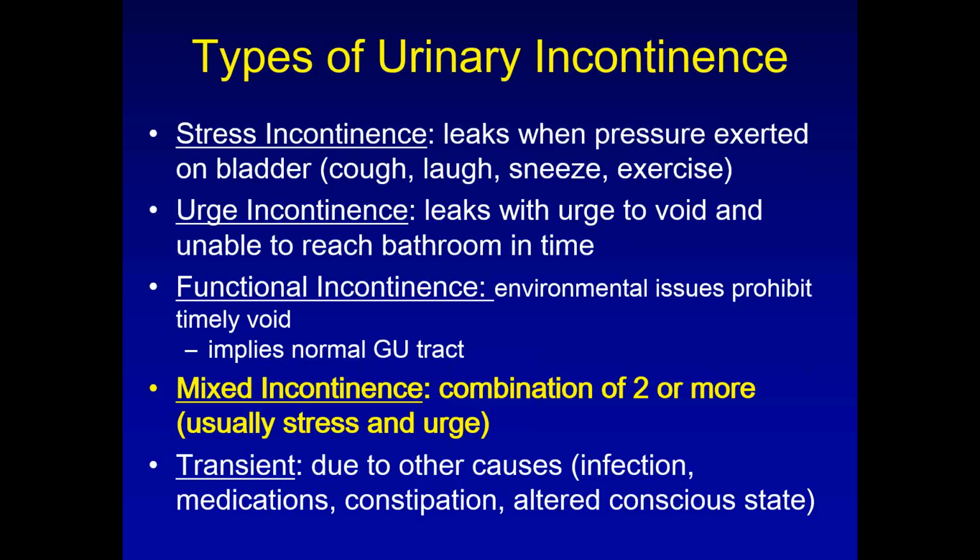I'm guessing you're not. So there are different types of urinary incontinence. There's stress incontinence, which we all know leaks when pressure is exerted on the bladder. You get leakage associated with coughing, laughing, sneezing, exercise. There's urge incontinence, leakage associated with an urge to void, and you can't get to the bathroom in time. There's functional incontinence, where you have environmental issues that prevent you from getting to the bathroom. For example, you had a hip fracture, you were doing just fine prior to the hip fracture, and you get the urge to go, and you know you need to go, and you just can't move quick enough because you have physical limitations that don't let you get to the bathroom in time.